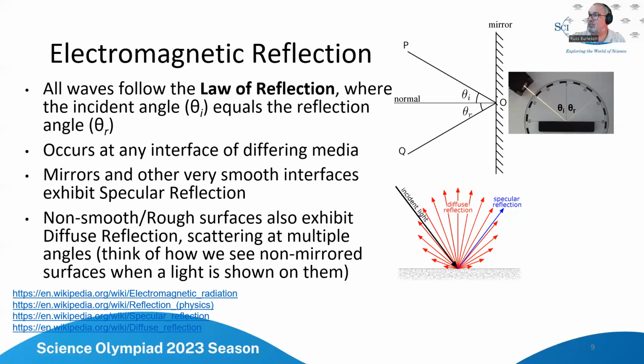Now you'll notice that theta sub I is a little stronger than theta sub r. And the reason for that is not all of the light is reflected. Some of it is absorbed in this block. So not every mirror is perfect. In fact, none of them, except for the mathematical ones, are perfect. Okay. But that explains specular reflection.